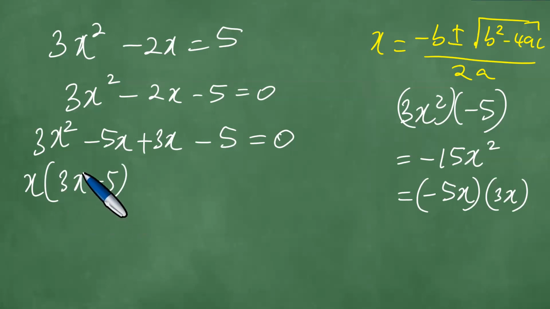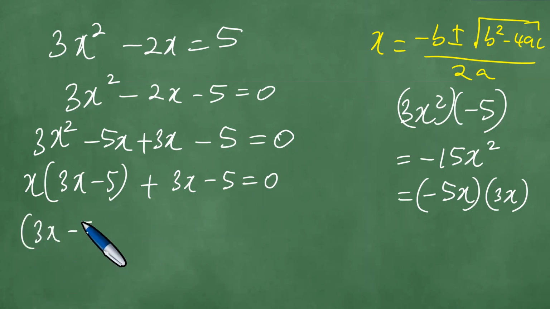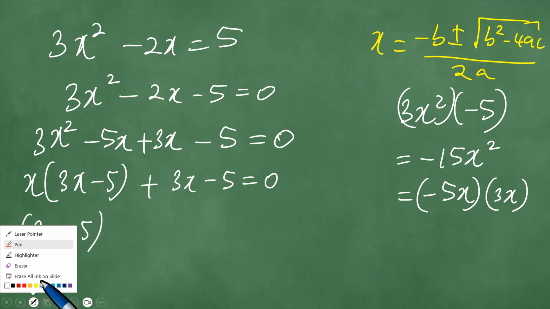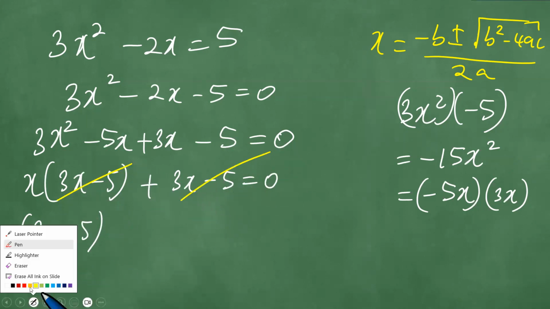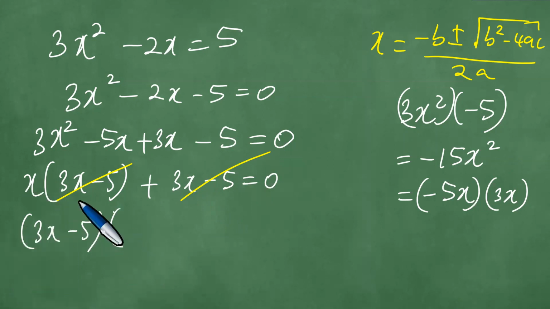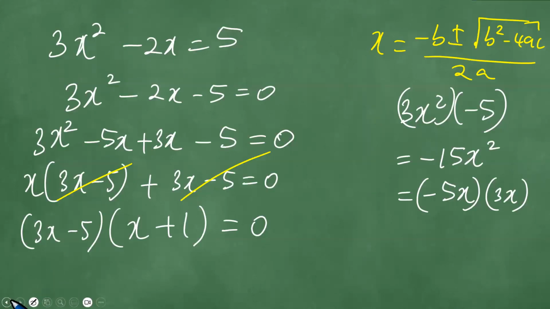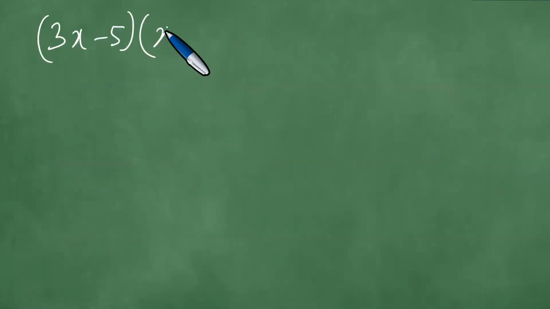You have 3x minus this plus 3x minus 5. Okay, now you pull out the highest common factor, 3x minus 5. So if you do that, you cross out these 3x minus 5 like this. And when you do that, in the place of this, you'll be left with x. In the place of this, you'll be left with 1. Which means you have 3x minus 5 into x plus 1.